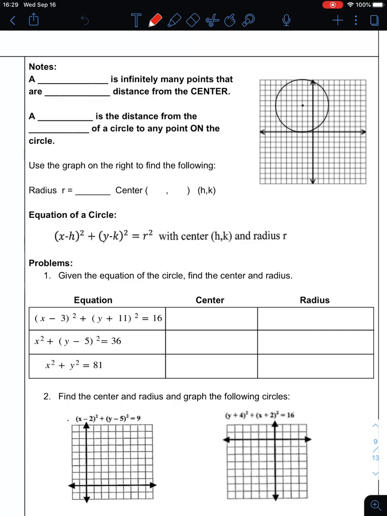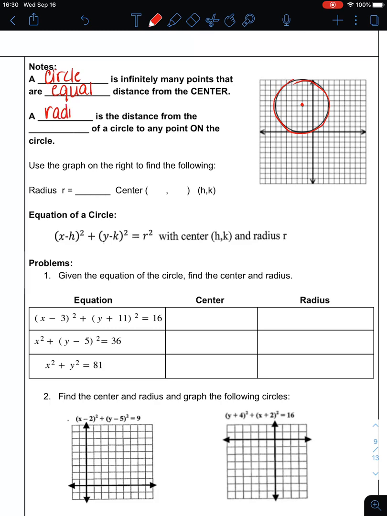This lesson is on writing equations of circles. So you know some things about a circle. A circle is infinitely many points that are an equal distance from the center. So every point on this circle is the same distance away from the center.